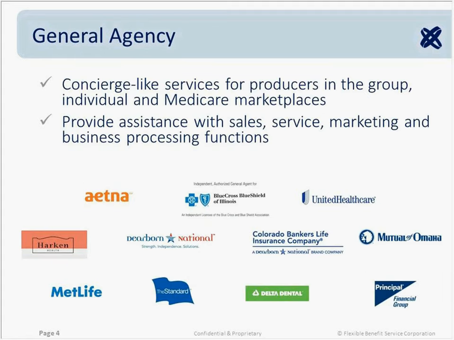I mentioned we are also a general agency. Sometimes people refer to us as a wholesale insurance agency. We partner with several thousand insurance brokers and producers throughout the country, and we offer those brokers and producers concierge-like services in the group health, individual health, and Medicare marketplace. And we provide assistance to those brokers and producers with sales services, customer service-related issues, marketing resources, and a number of different business processing functions.